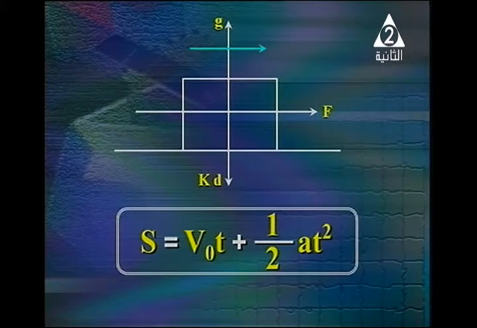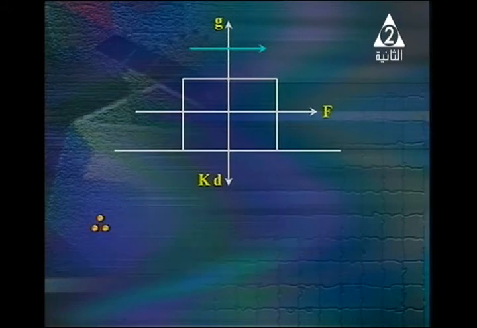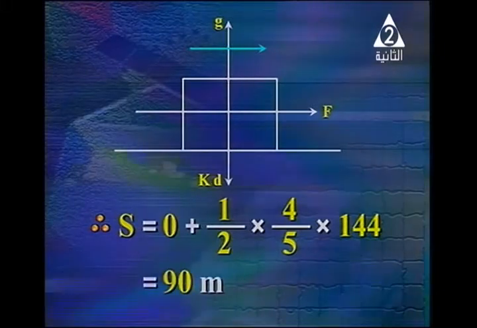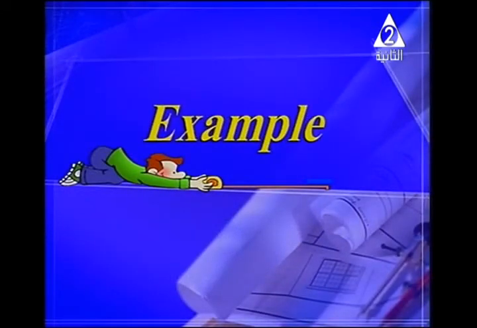Then by using the second rule of equation of motion, S, the distance, equals V naught T plus half A T square. By substitution, V naught equals 0, S equals half times 5 over 4 times 144, T square. Then the distance S equals 90 meter. Another example.